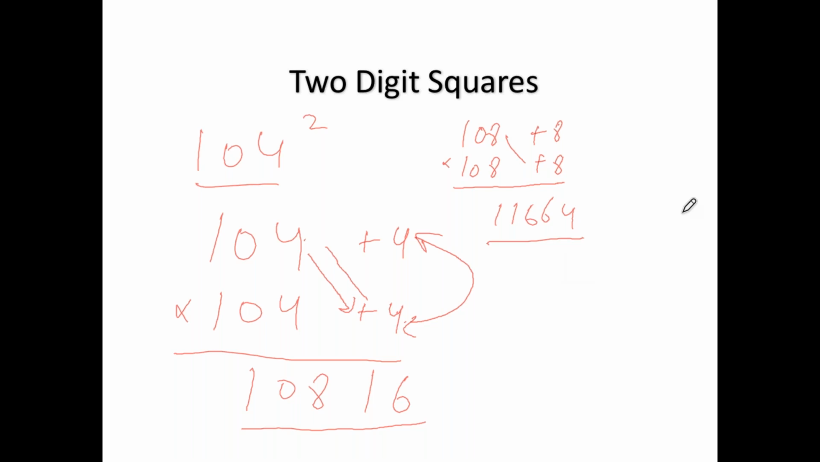Okay, Mitali, you want me to repeat? I'm repeating 108 square. 108 is 8 above its base. So I've written plus 8 here, and another plus 8 here. 8 into 8 becomes 64. And 108 plus 8 becomes 116. So we get 11664. Anuj, you got the correct answer. So that's how we calculate 108.